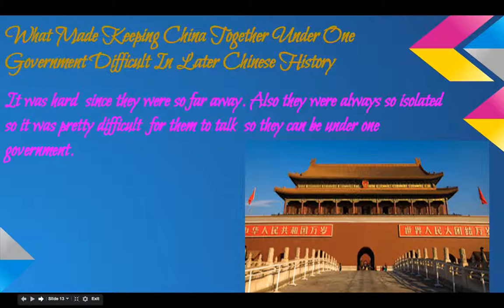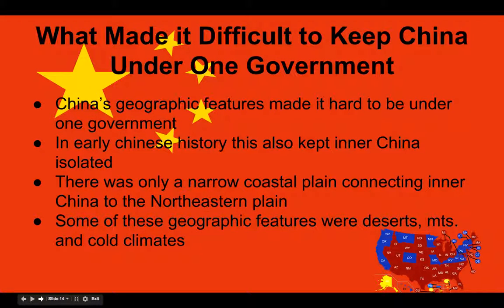And that just simply means that it was really difficult to make sure that everybody was doing things like paying taxes to the government and following the rules and laws. So again, here's some of the reasons why it's hard. This will be a little bit redundant, but that's okay because we had a few different people that did this topic. China's geographic features made it hard to be under one government.